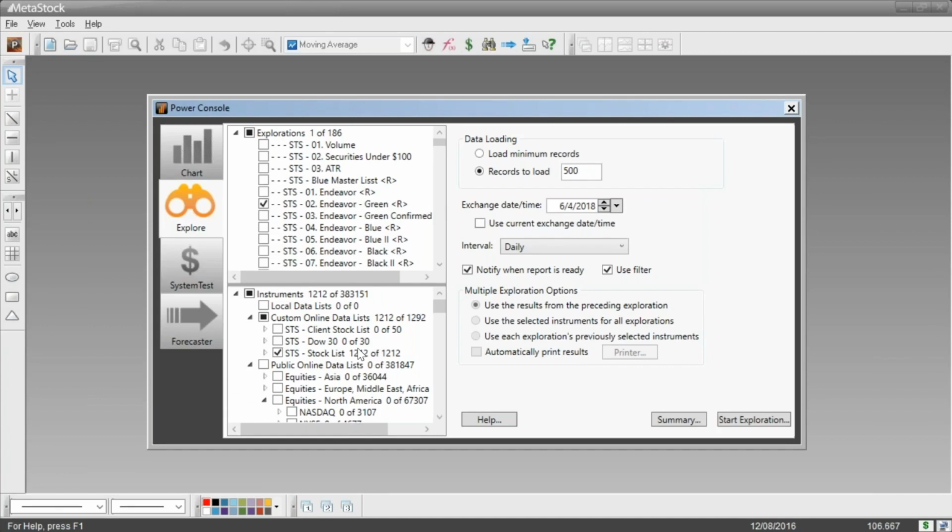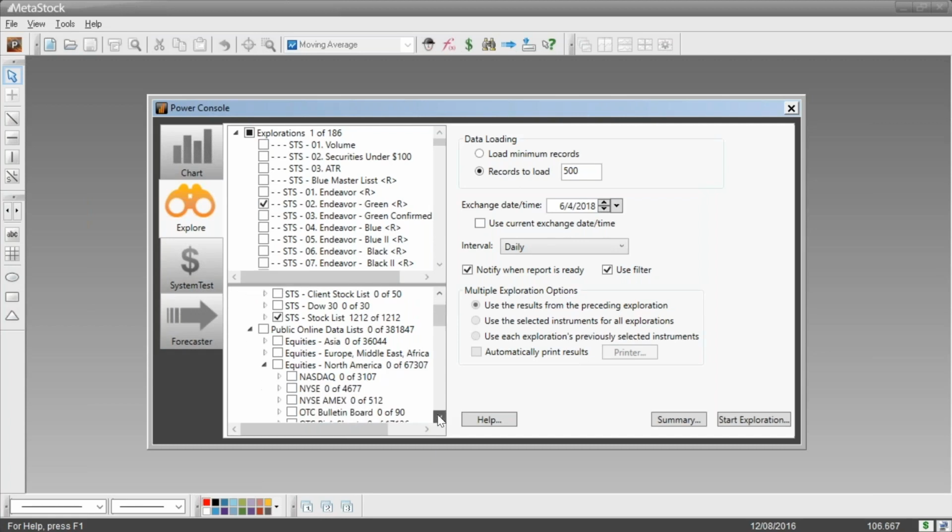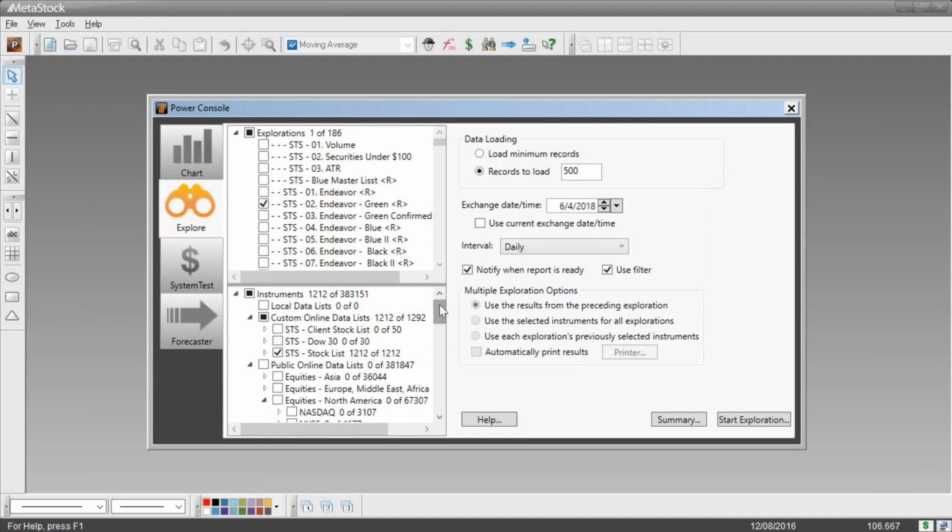Then you can choose a list. For instance, I use custom lists. I have 50 stocks that I know are good trenders. I have the Dow 30, and then I have a list of just over 1,200 stocks that I'm very, very familiar with. But if you don't have custom lists, you can choose from the NYSE, the NASDAQ, almost any exchange on the planet.